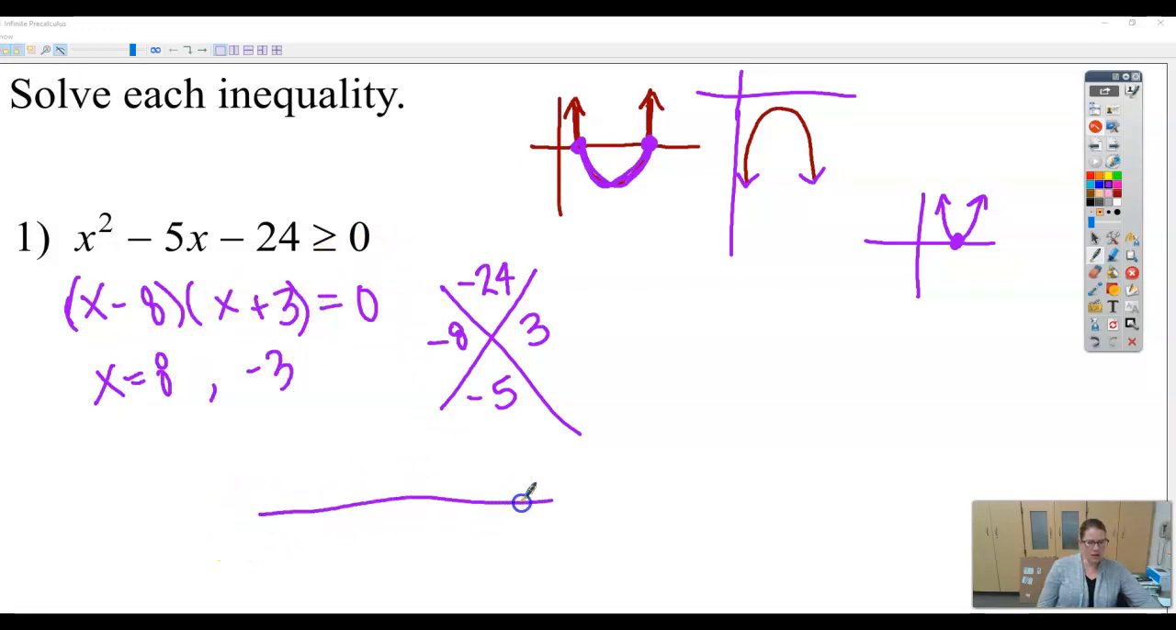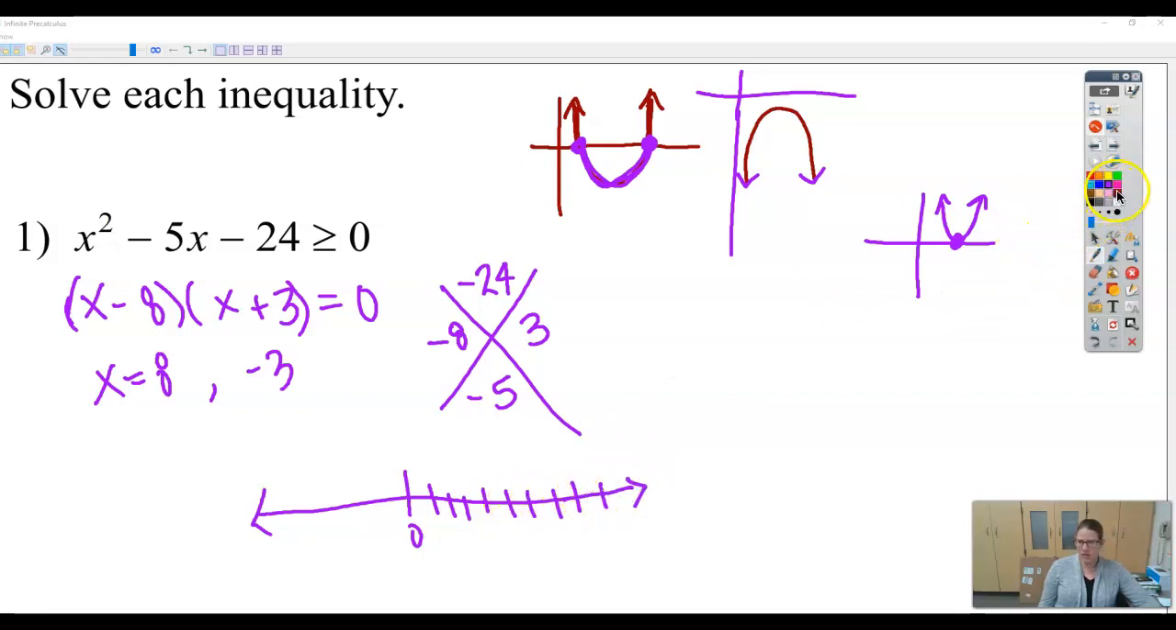So I'm going to draw a little number line here, and I'm going to circle those two values. So here I've got 1, 2, 3, 4, 5, 6, 7, 8. So there's 8. Now notice that my inequality has greater than or equal to. I'm actually going to erase that. 1, 2, 3, 4, 5, 6, 7, 8.